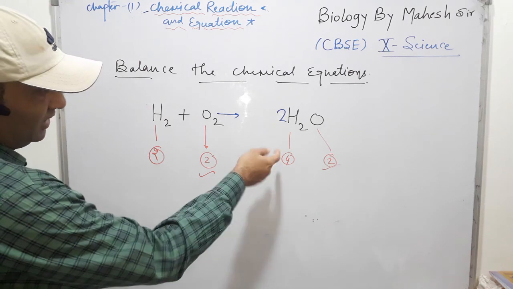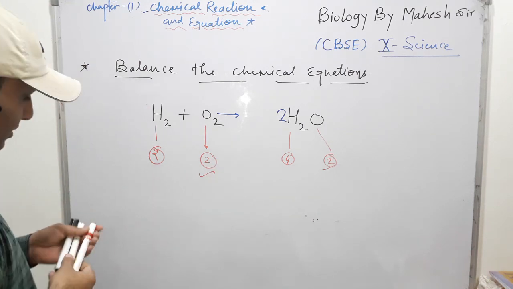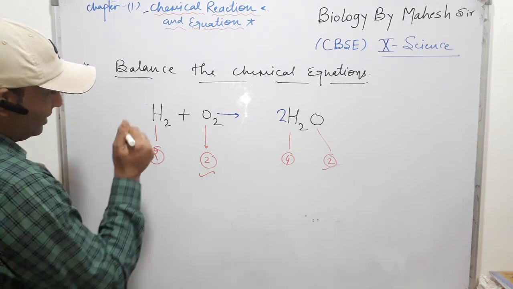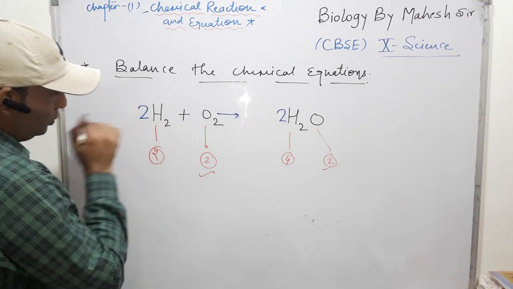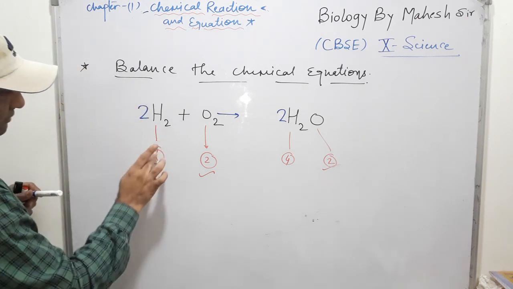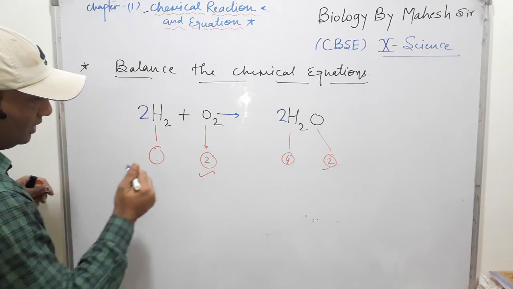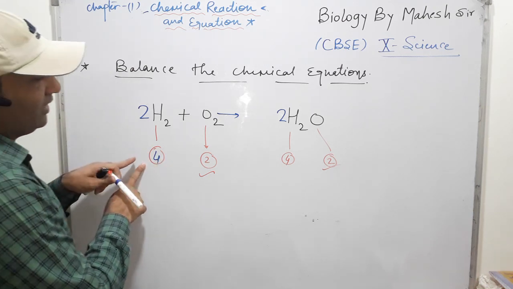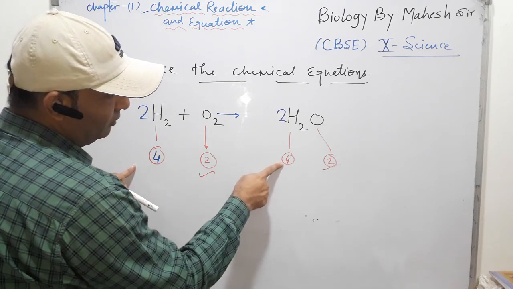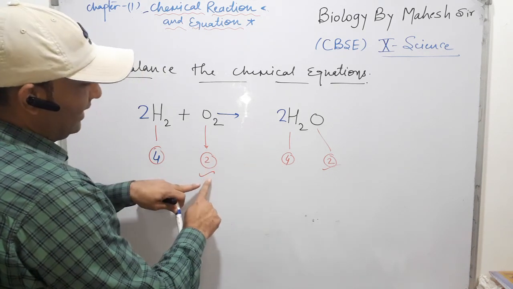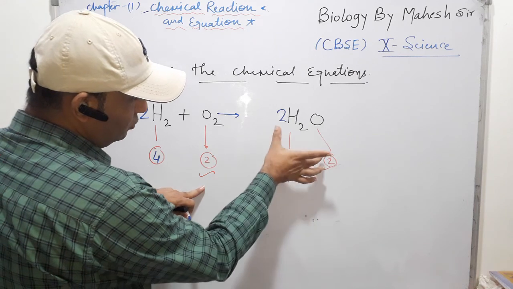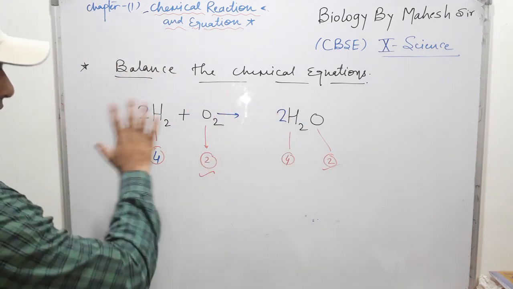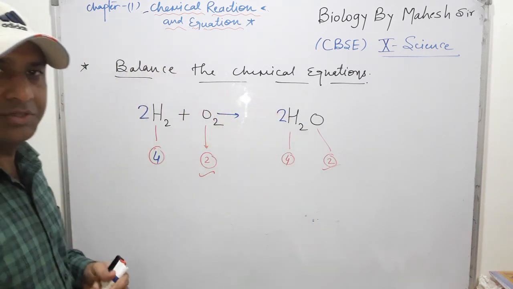Now the hydrogen atoms become imbalanced. So we write 2 in front of H2 here, so that 2 twos are 4. So there are a total of 4 atoms of hydrogen on the left hand side and 4 atoms of hydrogen on the right hand side, 2 atoms of oxygen on the left hand side and 2 atoms of oxygen on the right hand side. So this is the process to balance a chemical equation.